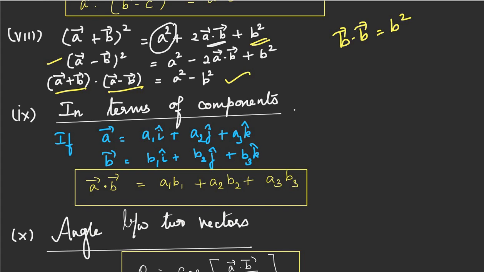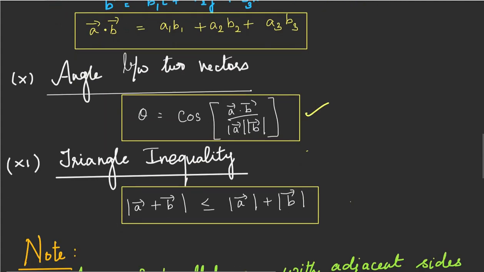B vector is equal to b1 i cap, b2 j cap, b3 k cap. We know that i dot i gives us 1, j dot j gives us 1, k dot k gives us 1. Therefore, taking the dot product, it gives us a1 into b1 plus a2 b2 plus a3 into b3. This is the dot product in terms of components.